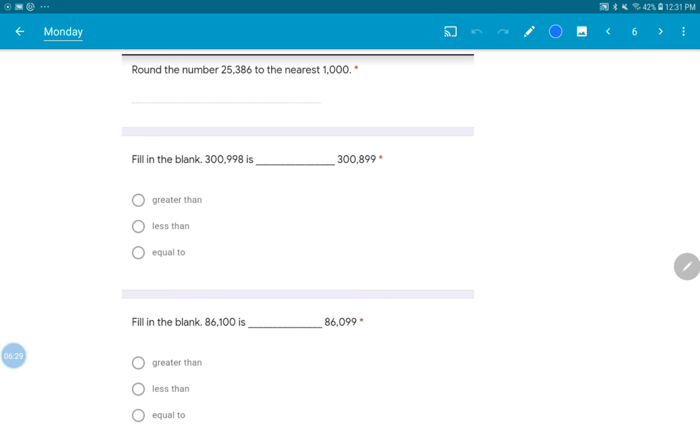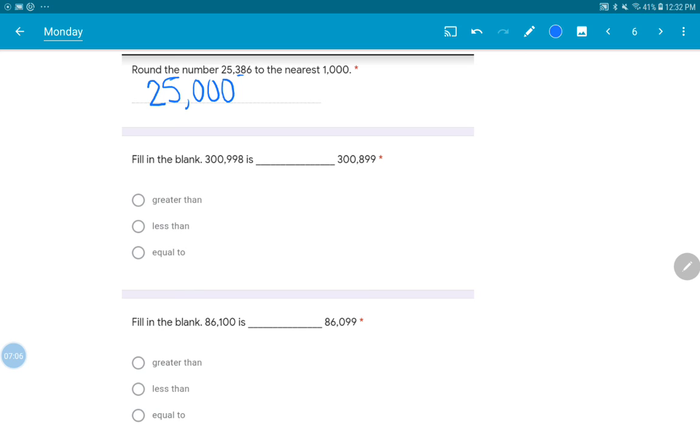All right, round the number 25,386 to the nearest 1,000. How would I round the number 25,386 to the nearest 1,000, Sky? It's 25,000. You're correct. How did you know that? Since 386 is below 500, you always go back. It's closer to 25,000. Very good.